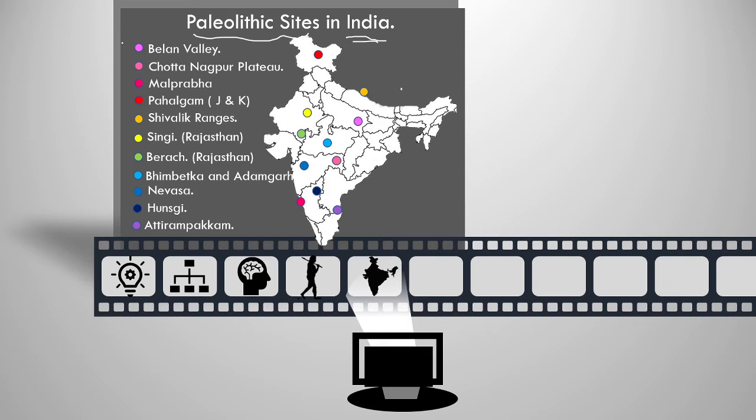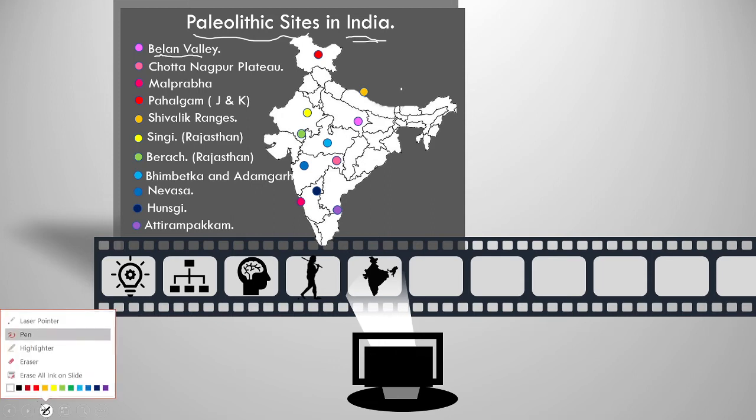So let's see the first place. It's Belan Valley. It's in Uttar Pradesh, right over here. Can you see this pink dot? Just wait, I'll take my red color pen so it will be highlighted. Can you see this place? This place is Belan Valley. Now next is Chota Nagpur Plateau. Chota Nagpur Plateau is in Maharashtra, in western Maharashtra, sorry, eastern Maharashtra, I can say.